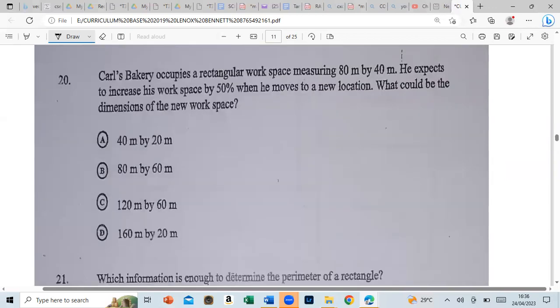Carly's Bakery occupies a rectangular workspace measuring 80 meters by 40 meters. He expects to increase his workspace by 50% when he moves to a new location. What could be the dimension of the new workspace? First, it's 80 by 40. It's going to increase by 50%. So what's 50% of 80? 50% means half of 80, so that will be 40. So we're going to add 40 to this. So that gives us 120.